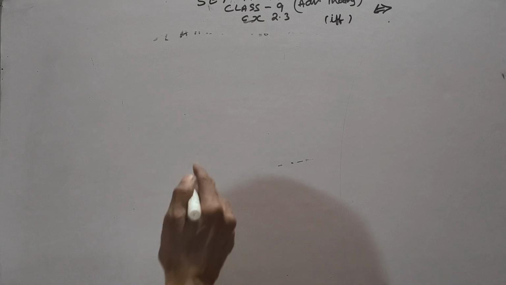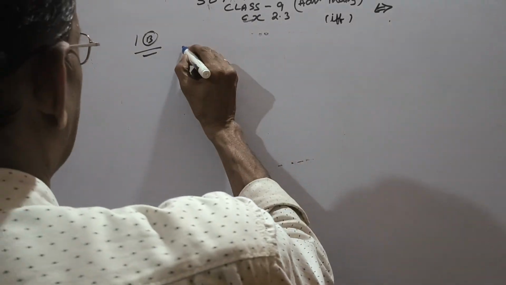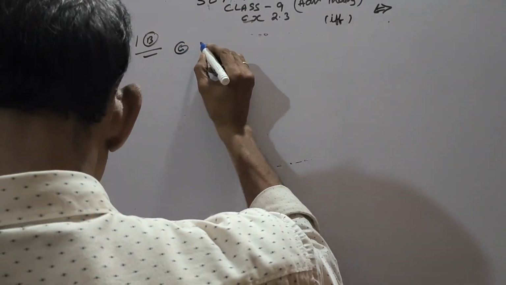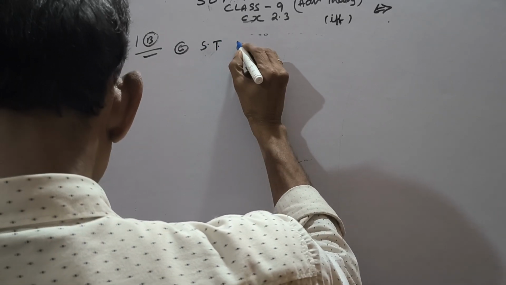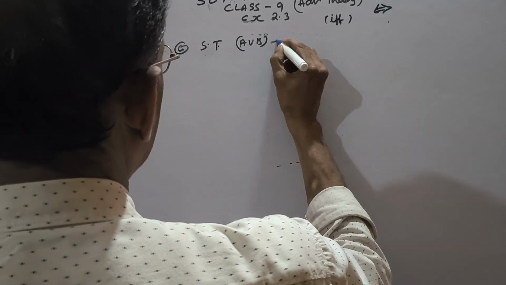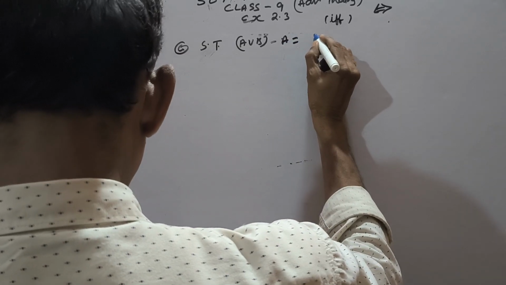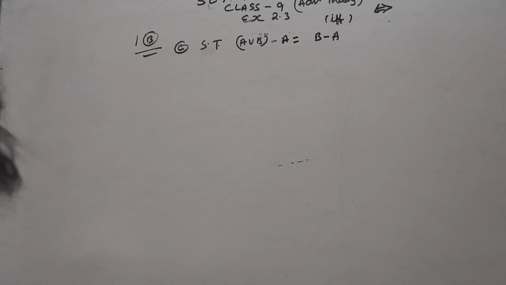Question number 1, number D. Now let me see the question. Number B, number A. What is the question? Prove that A union B minus A is equal to B minus A. This is given.